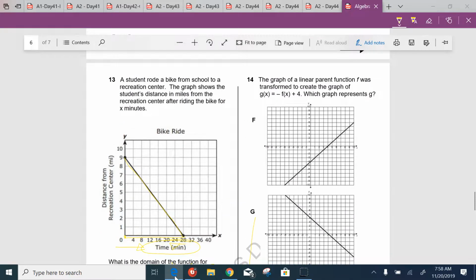Number 14, the graph of a linear parent function f was transformed to create the graph of g of x equals negative f of x plus 4.